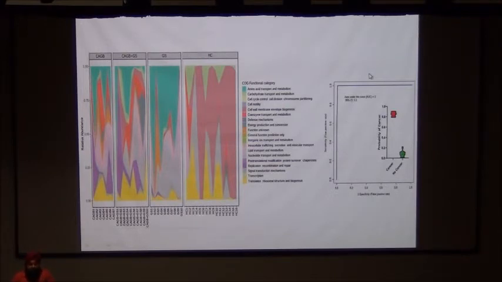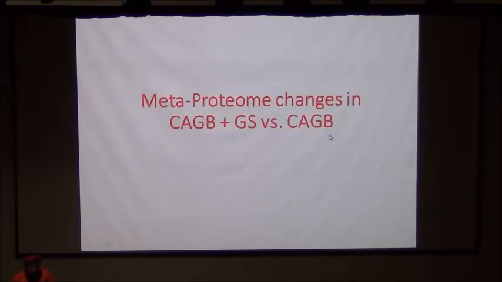Now what we have done is, again we did the same thing, identified 5 different bacterial peptides and did the probability calculations, which is called the POD, probability of disease, and we found that the probability here was greater than 85% with an AUROC of 1. Again, we did the meta-proteome analysis in CAGB with and without gallstone.